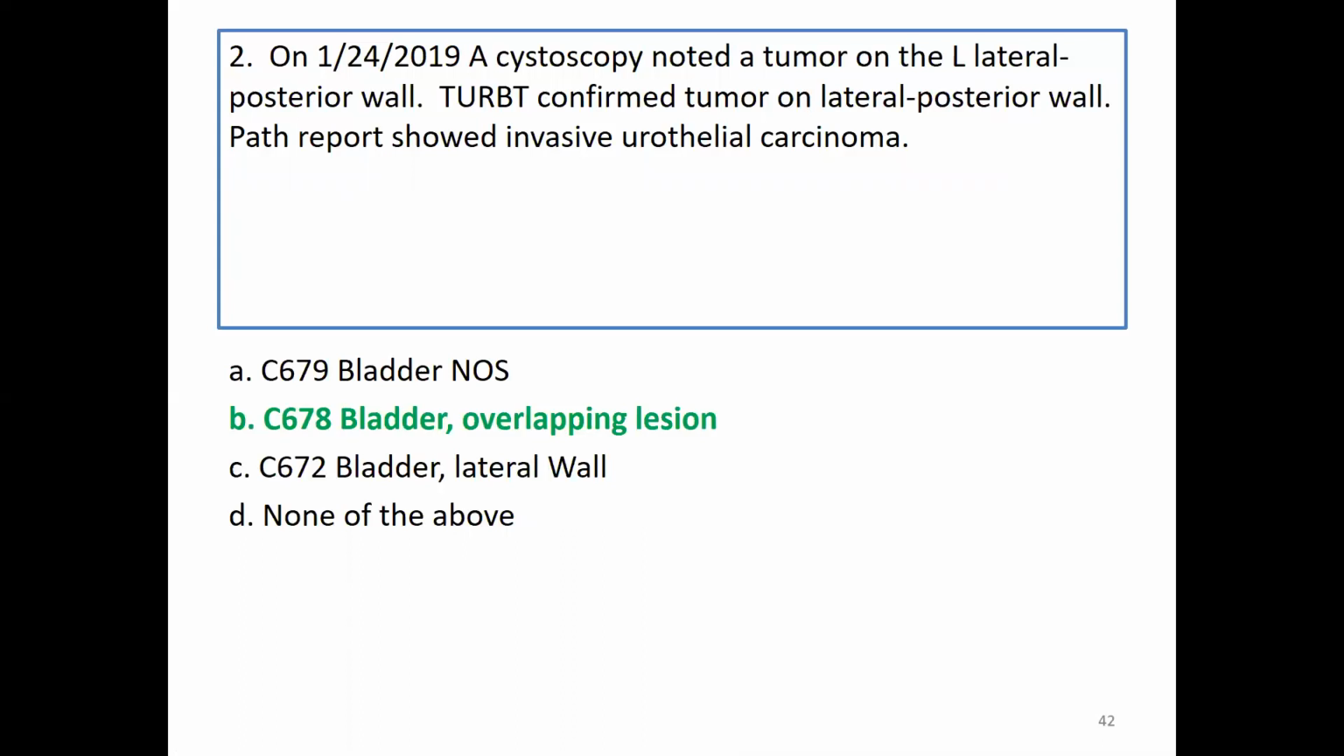Okay, number 2. Here the tumor is on the left lateral posterior wall, and the TURBT confirmed that that is the location of the tumor. Based on Table 1, the term lateral posterior wall with a hyphen has a code of C678. This is specific because there is a different code of a lateral posterior wall with no hyphen that would be a C67.9. So for number 2, the correct answer is B.